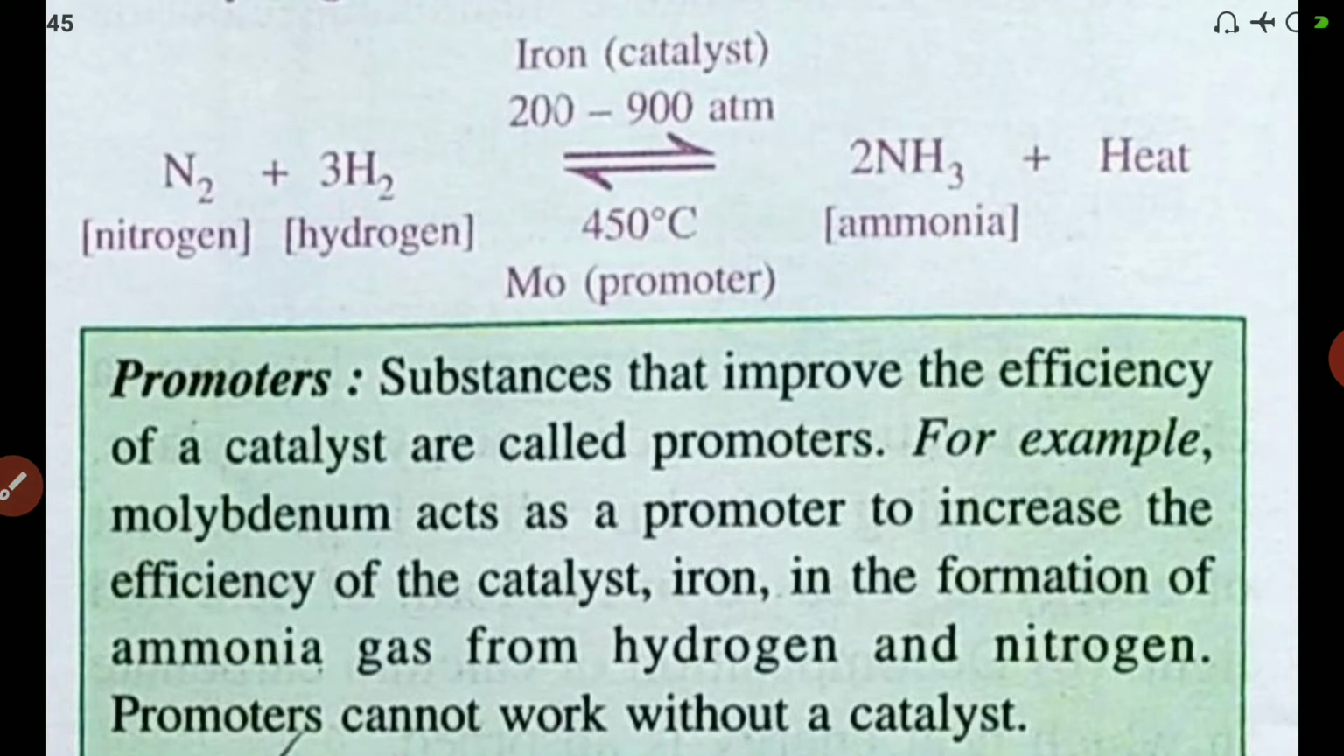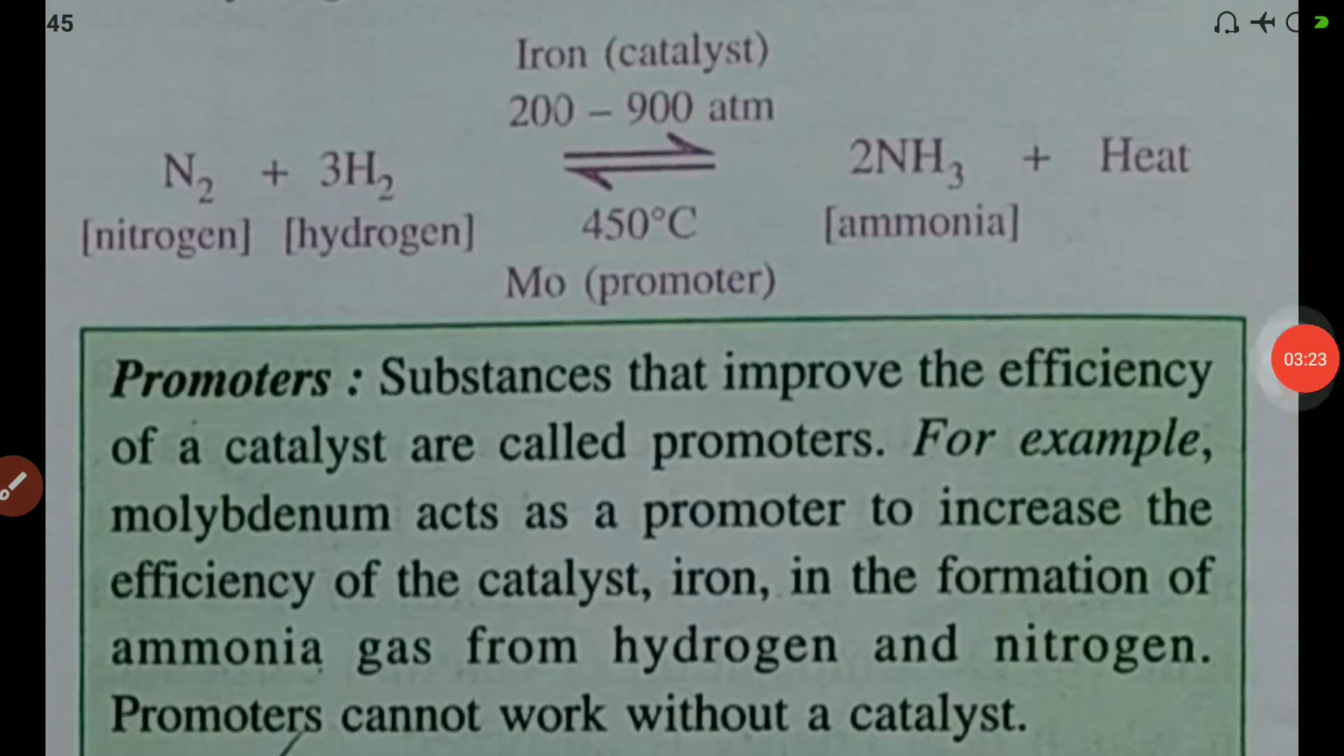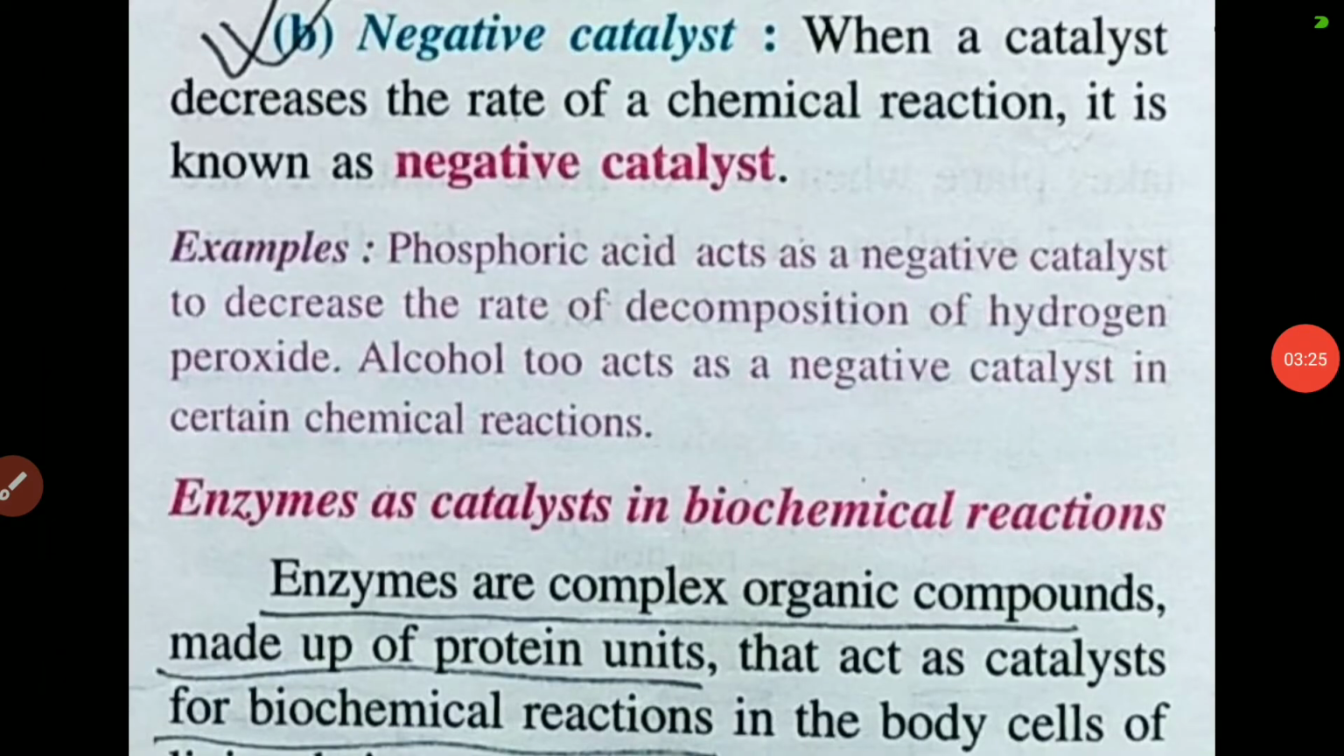Then we can go to negative catalyst. Coming to the negative catalyst, when a catalyst decreases the rate of chemical reaction, that means it slows the chemical reaction, it is known as a negative catalyst. Examples: phosphoric acid acts as a negative catalyst to decrease the rate of decomposition of hydrogen peroxide. Alcohol too acts as a negative catalyst in certain chemical reactions.